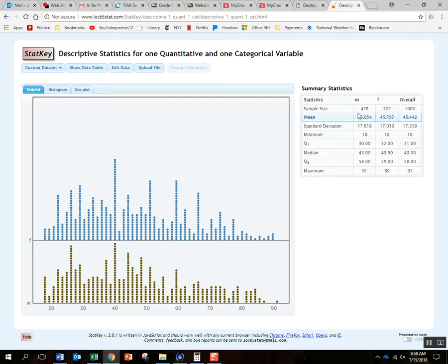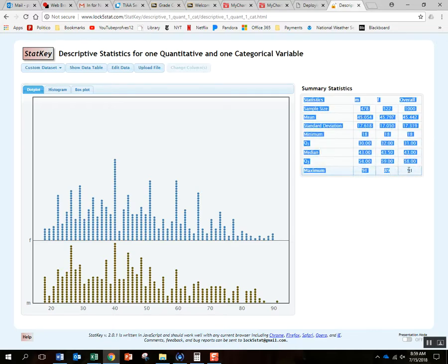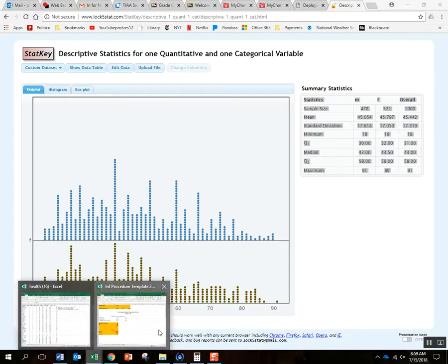For the men, sample size 478, the mean was 45, standard deviation 17.6. For the women, 522, mean 45.797, standard deviation 17.05. So these two numbers are almost the same. It'll be very surprising if they turn out to be significantly different, and I'm sure they're not. And let's see if we can copy this so we don't have to look back and forth for the data.